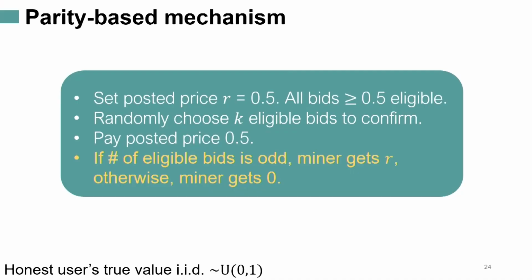We don't want to burn all the payments. So we say, okay, if the number of eligible bids among the input is odd, the miner gets one copy of the posted price. Otherwise, the miner gets 0.